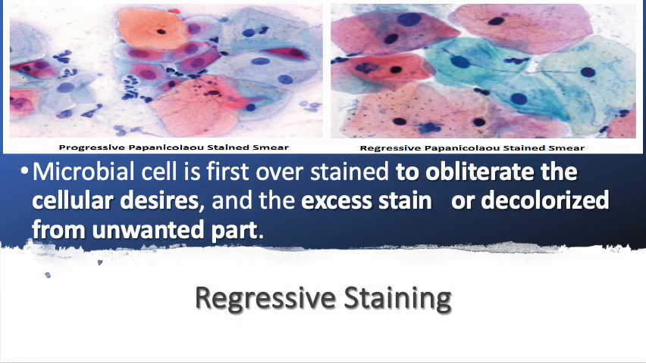Now, on the other hand, regressive staining is done by overly staining the whole smear or the whole microbial cell to obliterate the cellular details. And then the excess stain is decolorized from unwanted parts. So regressive staining employs excessive stain and then you decolorize it from the unwanted parts for you to differentiate the cells that you want to identify.